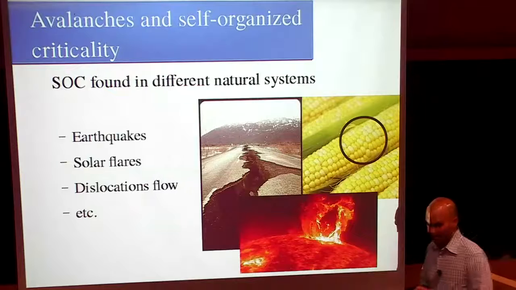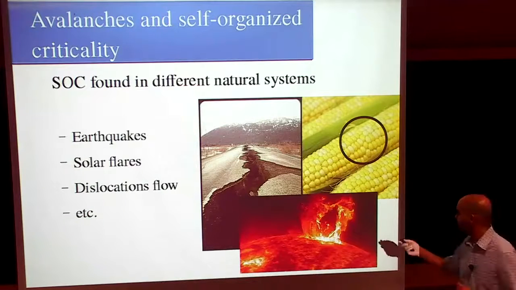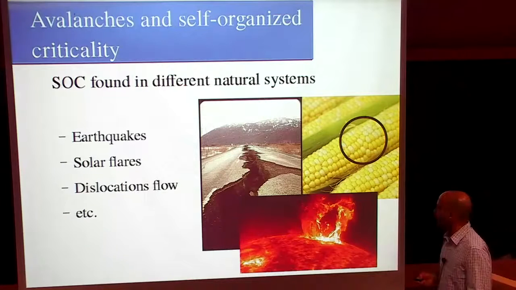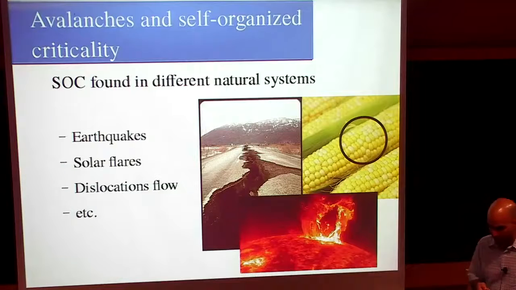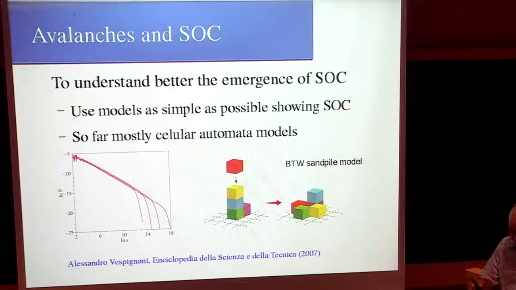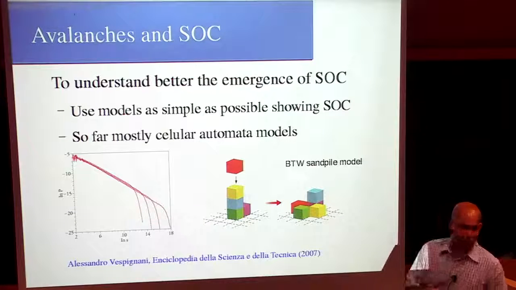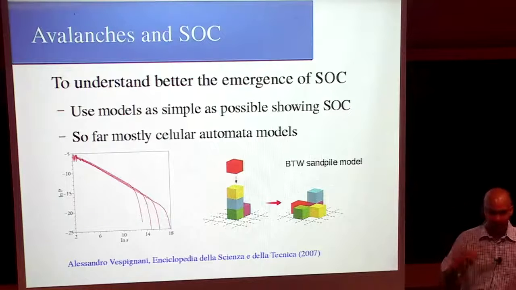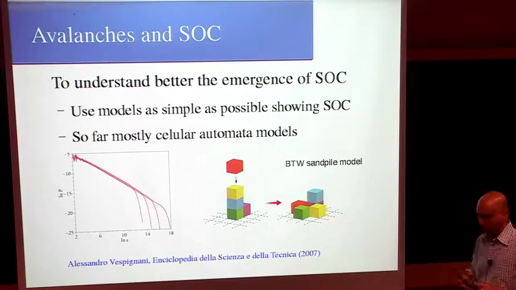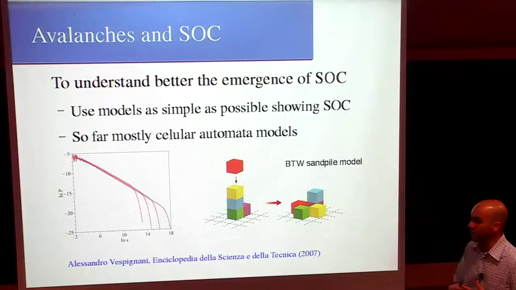Self-organized criticality is said to be found in many natural systems, such as earthquakes, solar flares, flow of dislocations. And so it has been interesting to look in more detail at why this phenomenon emerges. And usually to study this phenomenon in more detail, we make use of simple models, as simple as possible, to be able to understand this better.